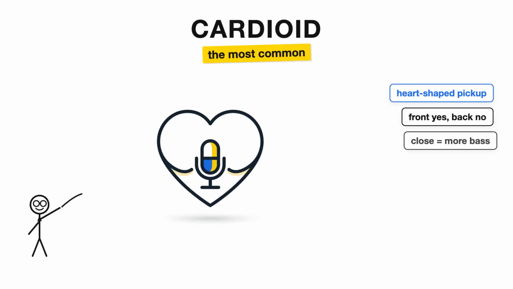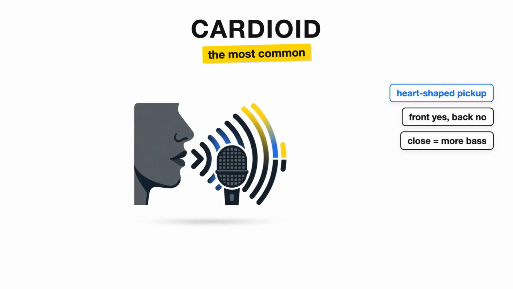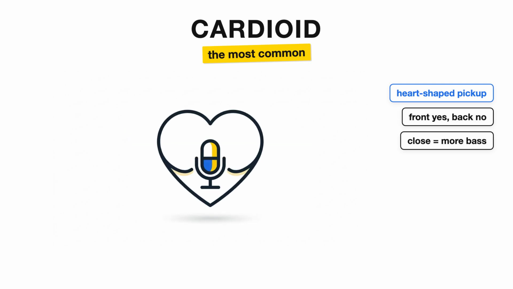Cardioid is the most common pattern. Heart-shaped, picks up sound from the front, progressively less sensitive to the sides, and largely rejects sound from directly behind. The name comes from the Greek word for heart, cardia. Most podcasting mics, studio vocal mics, and live handheld mics are cardioid.